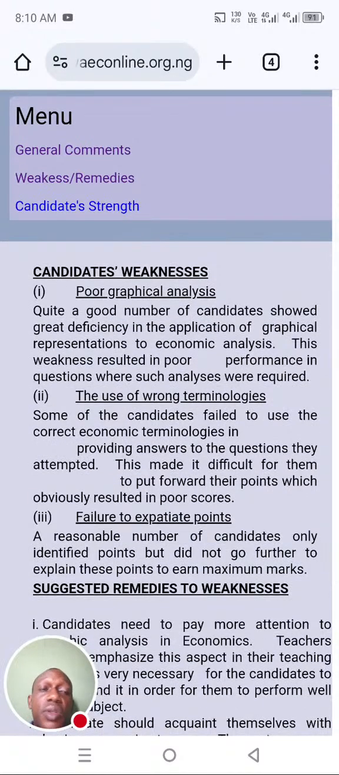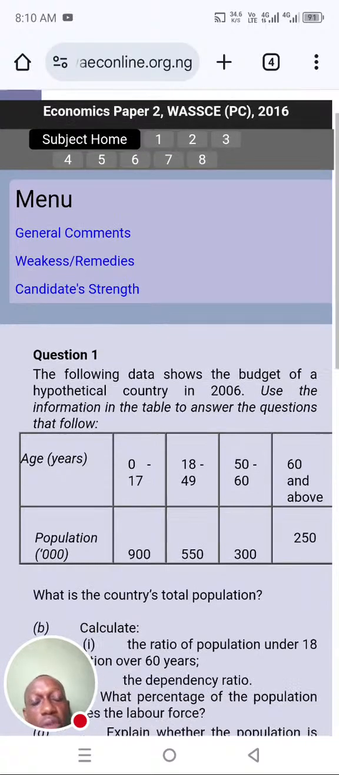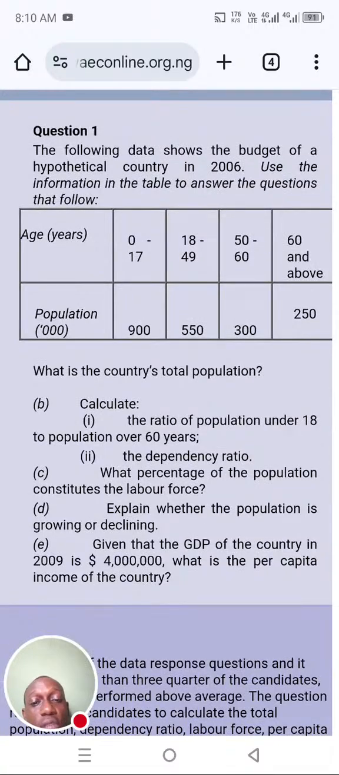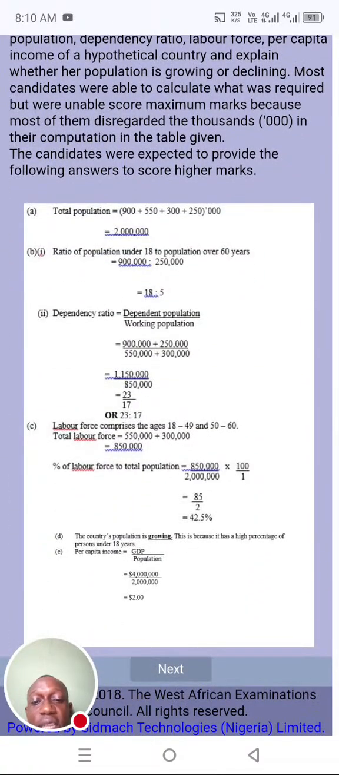Oh God, I don't need to do any further research, please. This is enough. Now, this is not only about weaknesses and remedy. Look at this question. These are past questions, please. You can click number 1, for example. You can see questions here. These are questions, okay? And the expected answers are done here. You can see the expected answers, please.